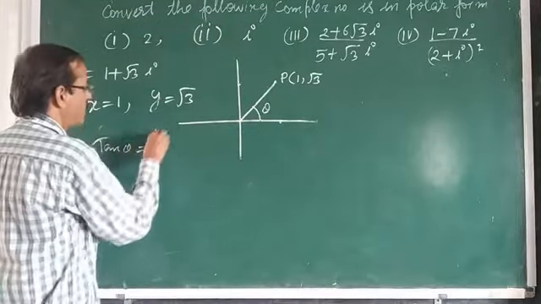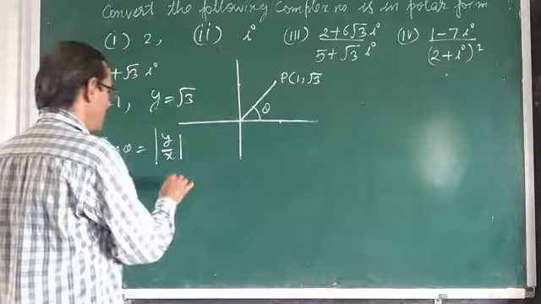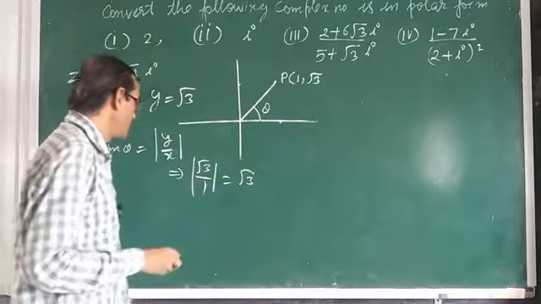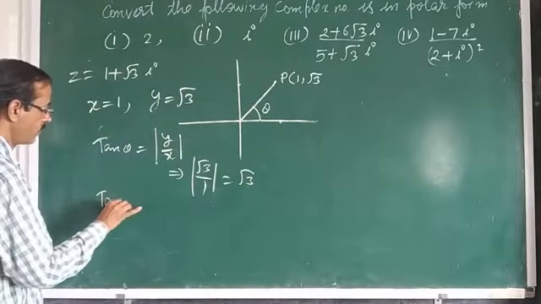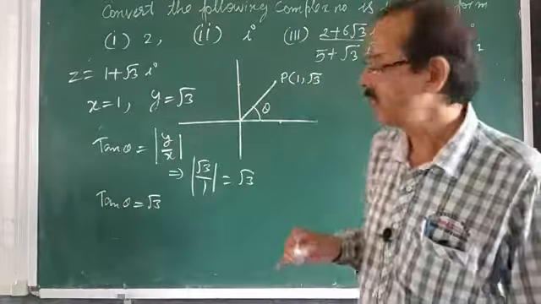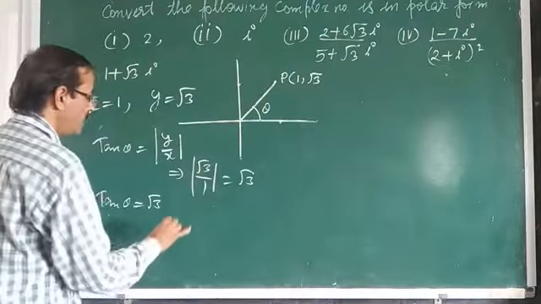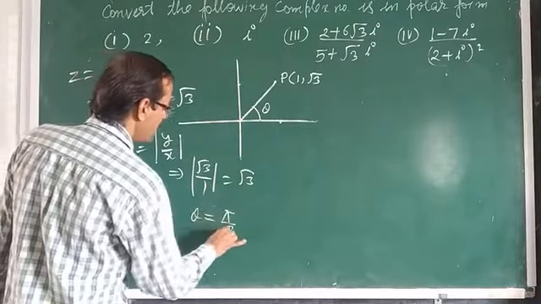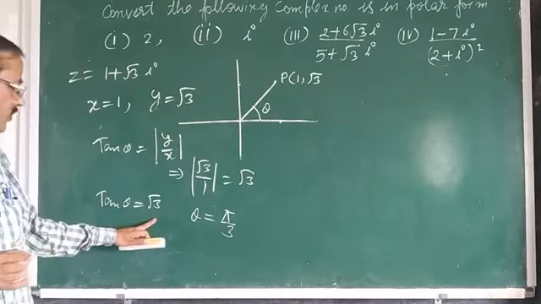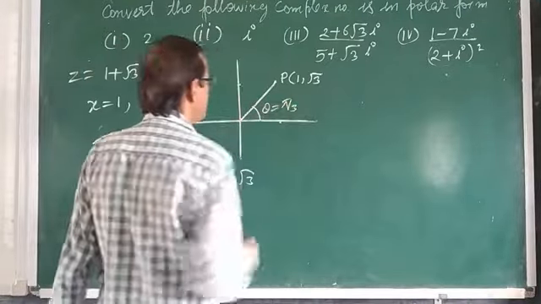tan theta is equal to y upon x, which will come positive, so take it as positive. y means root 3 upon 1, that is equal to root 3. So tan theta equals root 3. For which angle will this be satisfied? This is satisfied for 60 degrees. It means theta is equal to pi upon 3, because tan 60 is equal to root 3. So theta is equal to pi by 3.